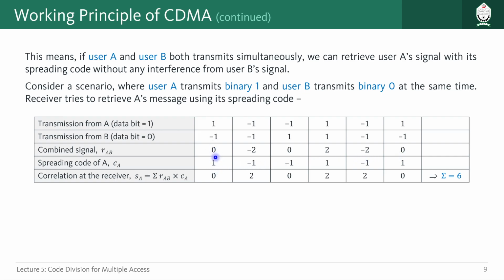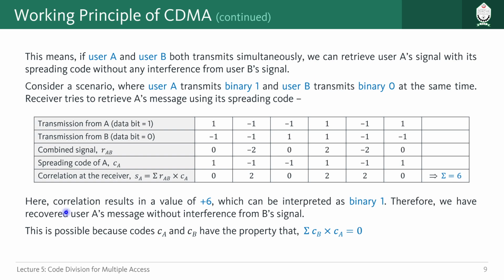If you just take the correlation, so you see multiplication then summation. So multiplication 0, -2 multiplied with -1, 2. So in this way, all of these are multiplied, then the summation is taken. We have 3 2's, so the summation is resulting in a value of 6. So the correlation results in a value of 6. Now here, you see, this correlation results in a value of +6, which can be interpreted as binary 1.